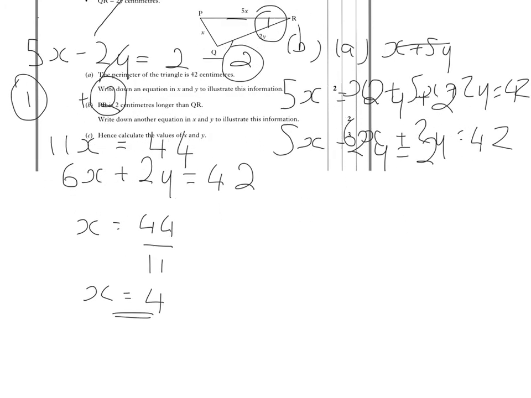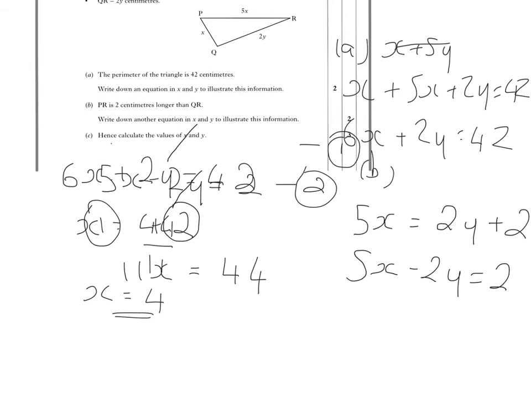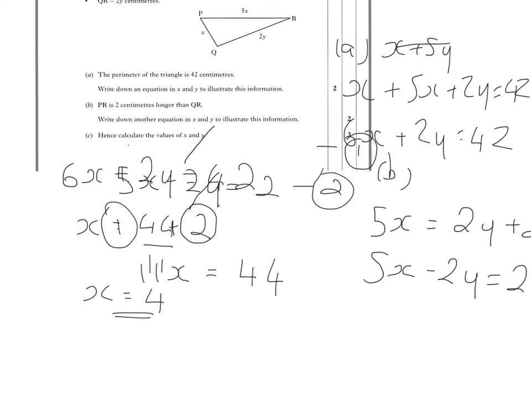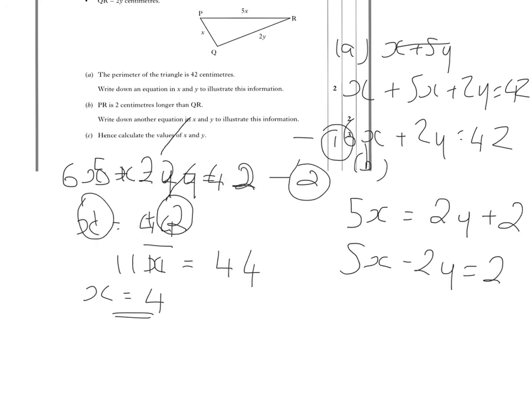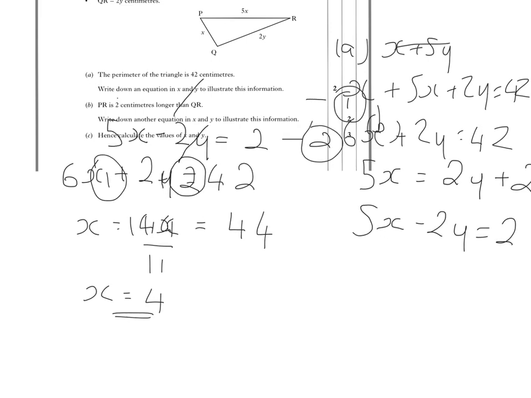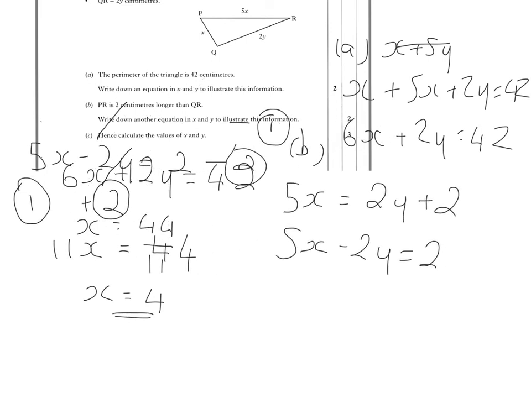Now, x is equal to 4. I'm now looking to find the value for y. So I can use one of my equations to sub back in to get that. Now, it doesn't matter which equation I use, so I'm going to use this equation up here, 6x plus 2y is equal to 42. But instead of writing x, where I see x, I can replace it with 4.